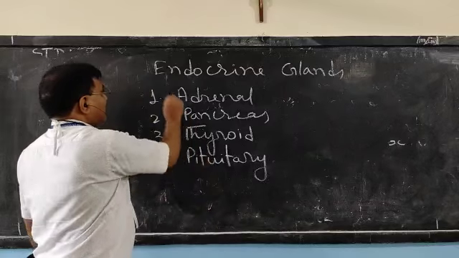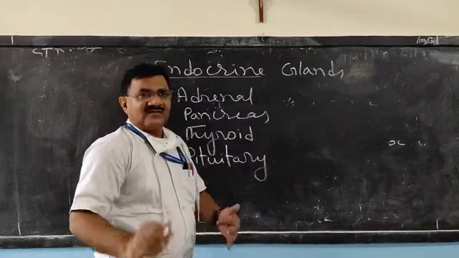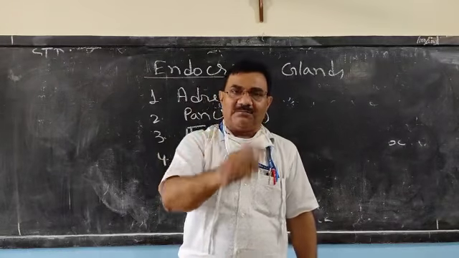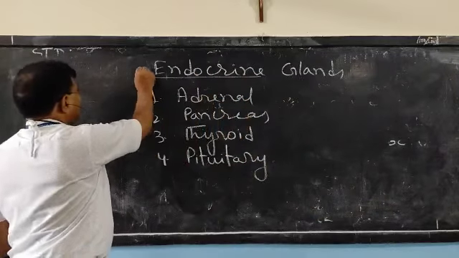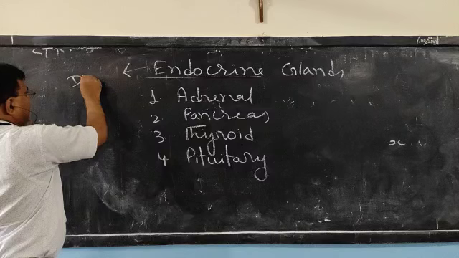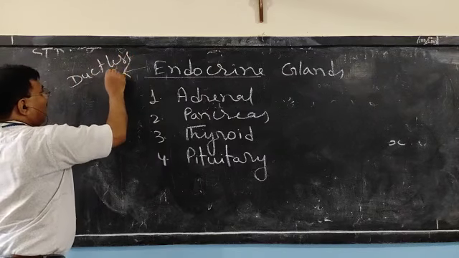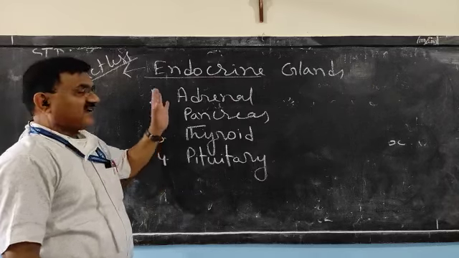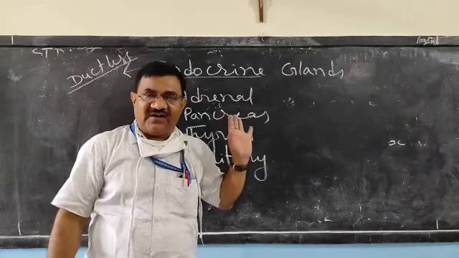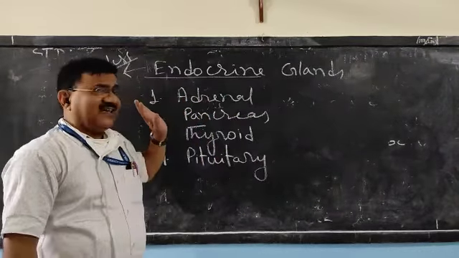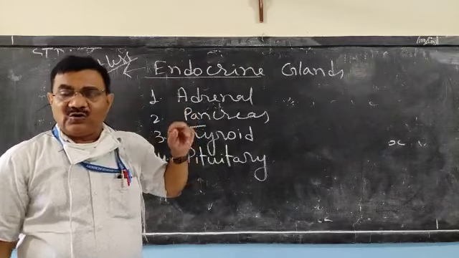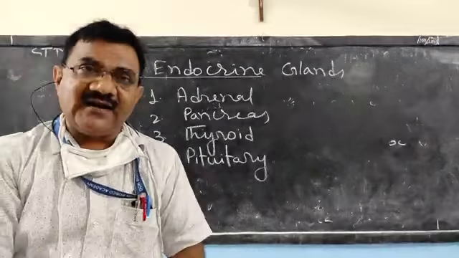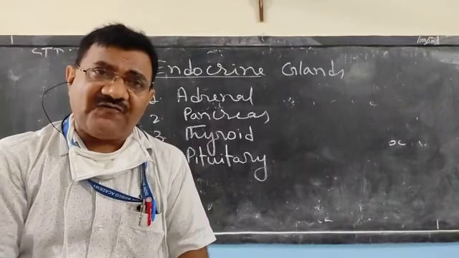Now listen, endocrine glands are the glands which pour their secretion directly into the blood. They are also called ductless glands. And what things do we have to discuss? We have to discuss location and main function. So the first one is the adrenal gland, located on the top of each kidney.